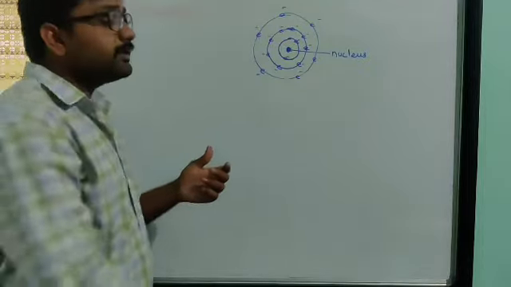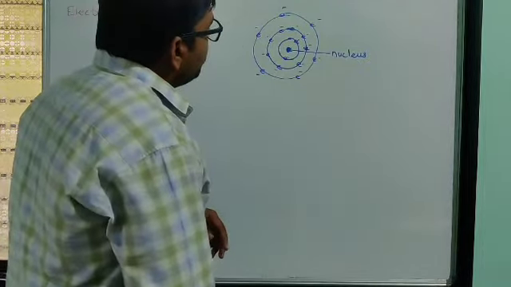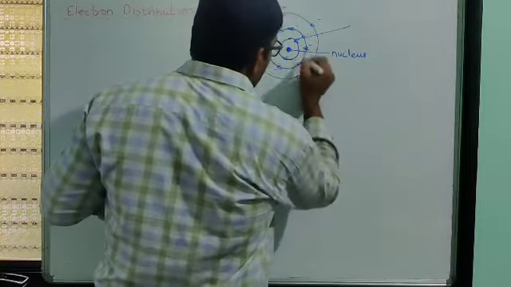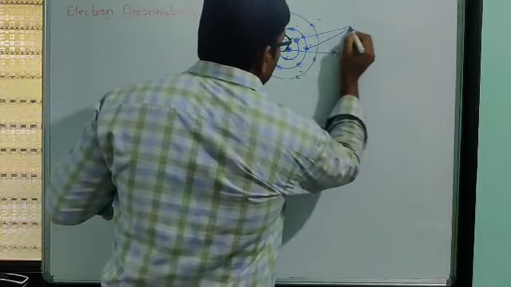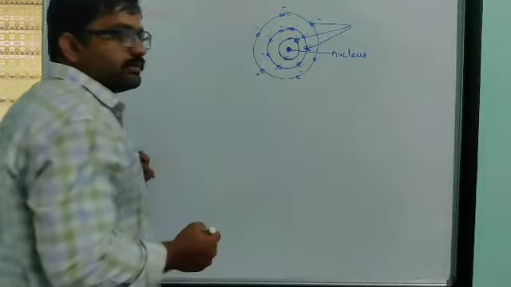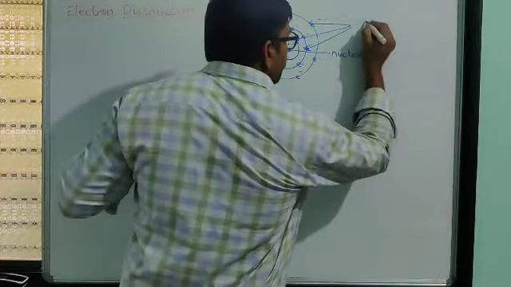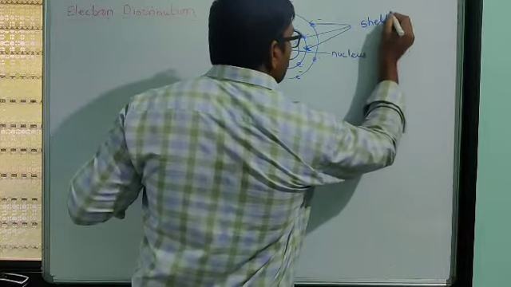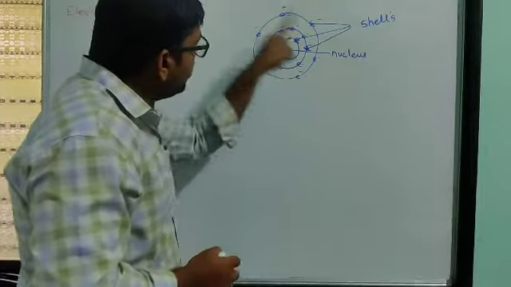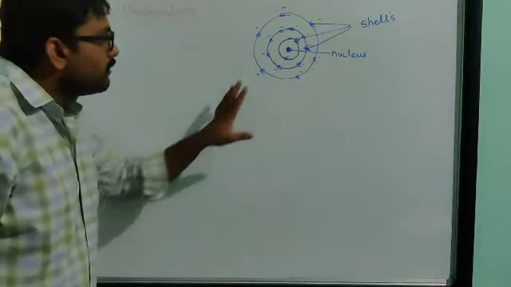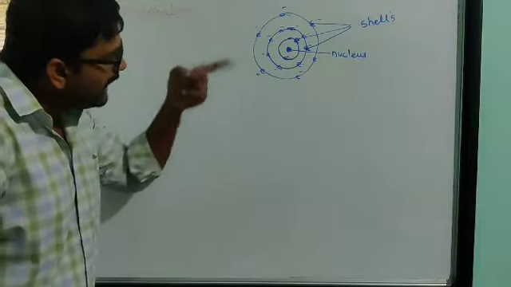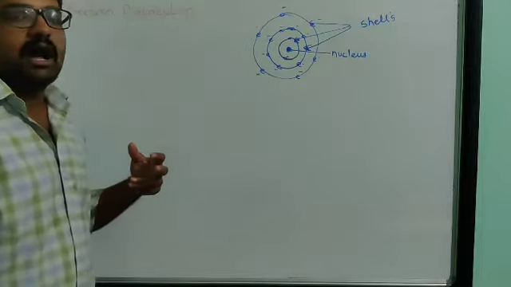First of all, we say that these are the paths of electrons. This is one path on which electrons move, this is another path, and this is another path, on which electrons move around the nucleus. So these paths are called shells. This path of electrons which revolve around the nucleus is called the shell of the electron. In these shells the electrons are added.